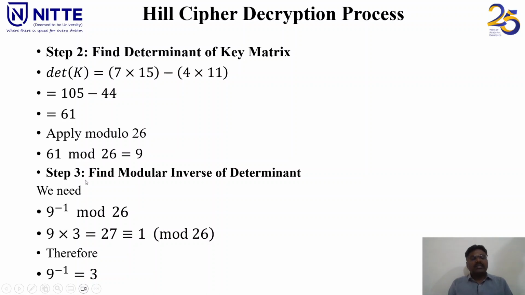Now in step 3, because the formula of K inverse is 1 over determinant of K, so 1 by 9. I can't multiply 1 by 9 with adjoint of K. So I want to find the modular inverse of the determinant of K. That is nothing but 9 inverse mod 26. So I need to find the value for this 9 inverse, that is nothing but 3 in this case.